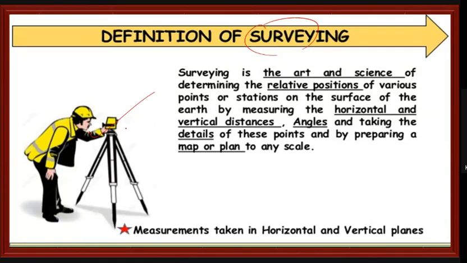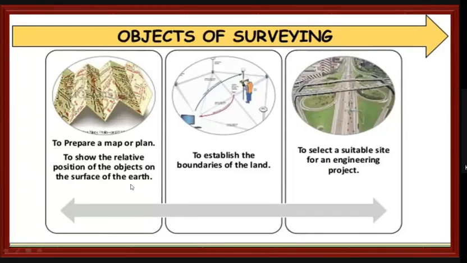I said that surveying is the art and science of determining relative positions, either on the ground, on the elevation, on the surface or above the ground, to determine the horizontal distance, vertical distance, and the angles. We have seen the definitions and some objectives. The main object is to prepare a plan or map, to establish the boundaries and to select a suitable site for the engineering projects.